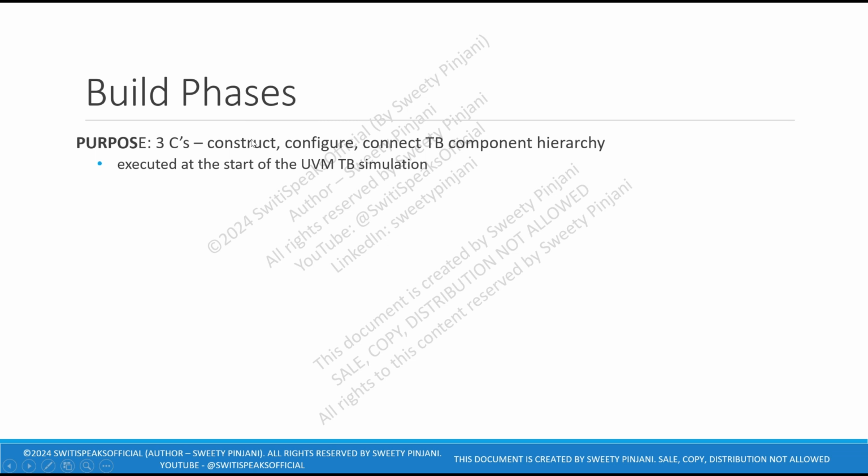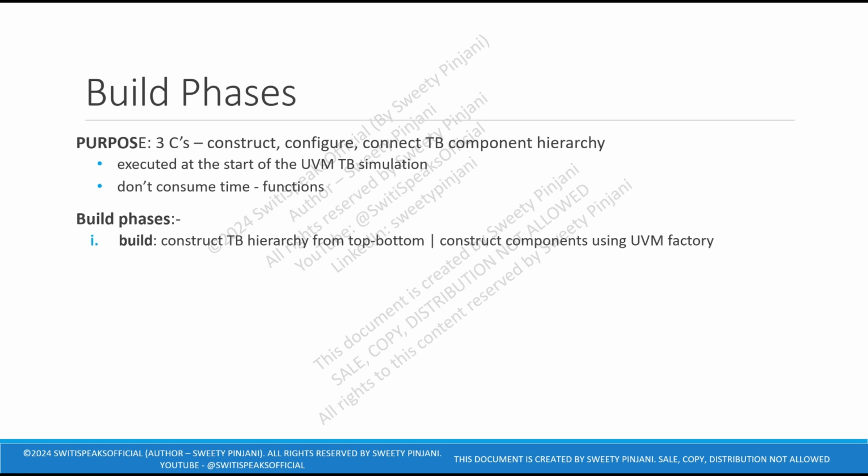Build phase is the first phase in your UVM test bench simulation. It is executed at the start, the very first phase. You need to build the components first before doing anything. It doesn't consume time. That's why all these are implemented as functions. In the build, we will construct the test bench hierarchy from top to bottom. Remember, first top will get constructed, then bottom.